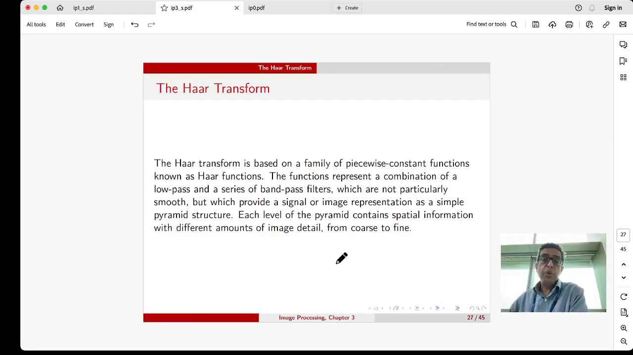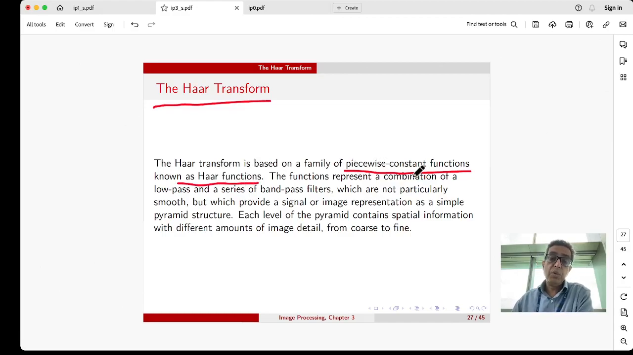The next transform we're going to look at is the Haar transform. So the Haar transform is based on a family of piecewise constant functions, which are known as Haar functions. These functions can be thought of as a combination of low pass and a series of band pass filters, which are not particularly smooth, but which can be represented and computed also very efficiently.